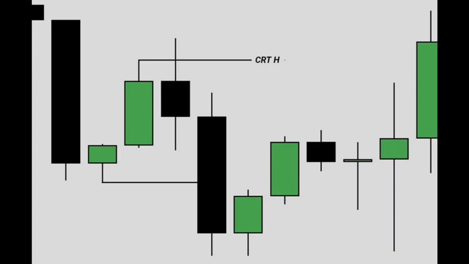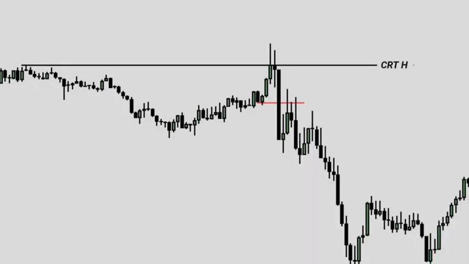As you can see, I mark out my CRT high, and the market came and stabbed into the CRT high. This is the 4-hour time frame, so we'll scale down to the 5 minutes to look for our entry. And this is how it looks on the lower time frame. This is our 5 minutes. You see, the market came and it stabbed into the high, and it gave us our change in state of delivery, and the sweep and the change in state of delivery happened around 9:30.